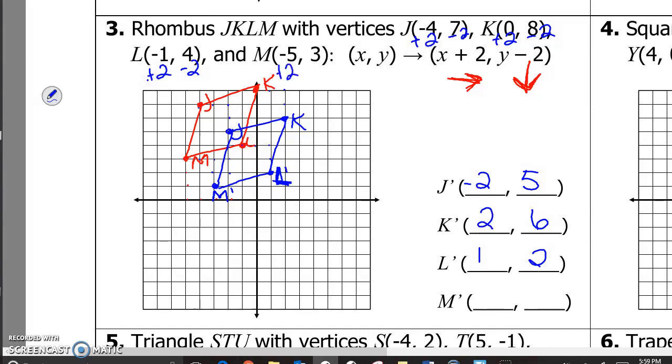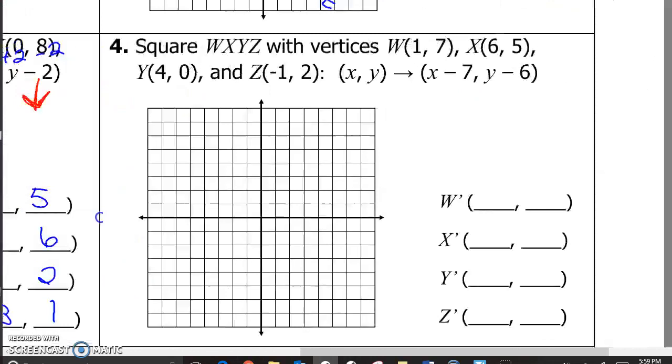M, plus 2, minus 2. Negative 5 plus 2, we have negative 3. And 3 minus 2 is 1. Let's check M. 1, 2, 3, 1. Perfect. Okay.